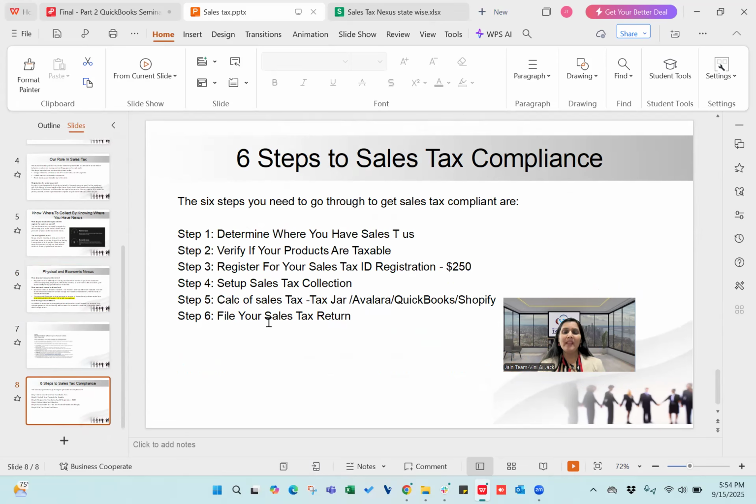So I have written a few steps for what we should do to consider sales tax compliance. Determine where you have the sales tax nexus. Verify if your products are taxable. Otherwise, you do not even need to go to the next 4 steps. Register for the sales tax ID. Set up the sales tax collection. First collect it from the customers, hold it as a liability, and then pay it back to the state. There are different software tools which help. A few of them are TaxJar, Avalara, QuickBooks, which directly has a sales tax feature, and Shopify.